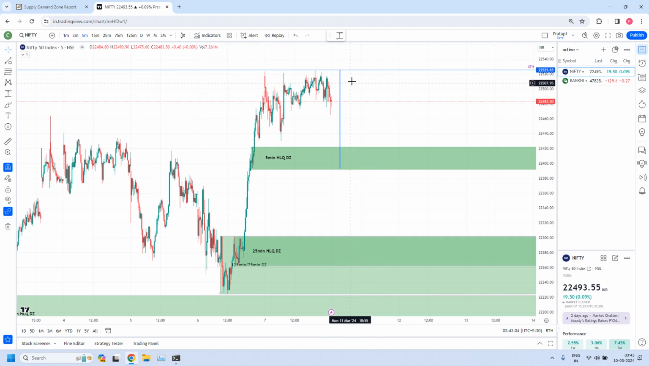Or another possibility is also there. Nifty may create some lower time frame supply zones on Monday and again push the prices till this demand zone. That possibility is also there. This is the first target, first range, and the next range is here. We have a 25 minutes high liquidity zone within this 75 minute zone.